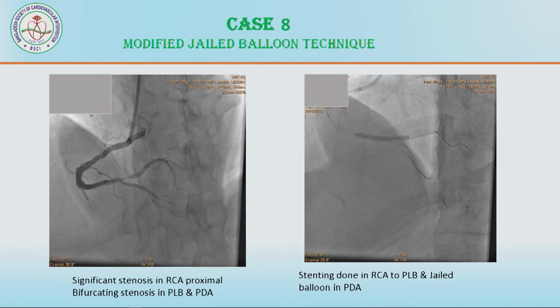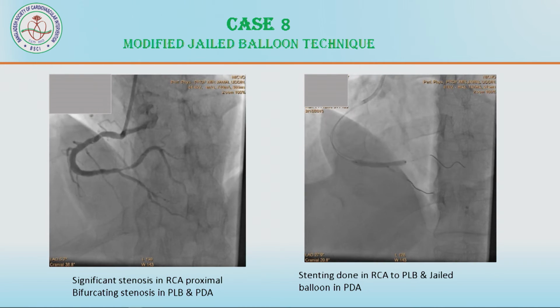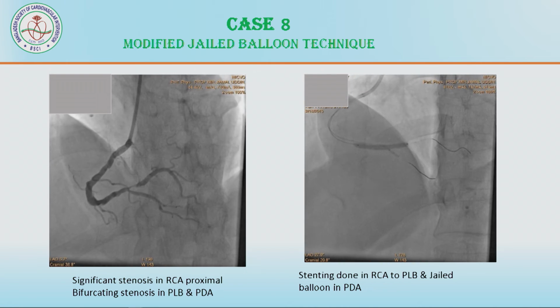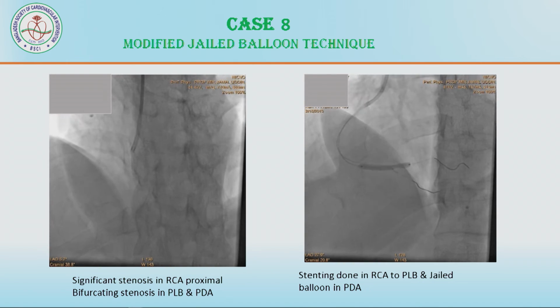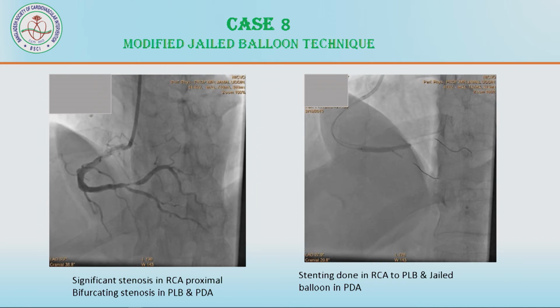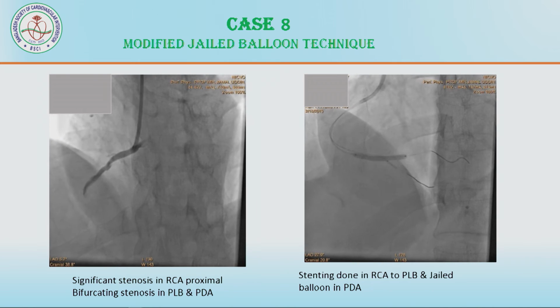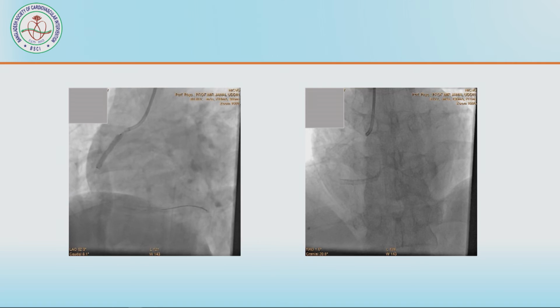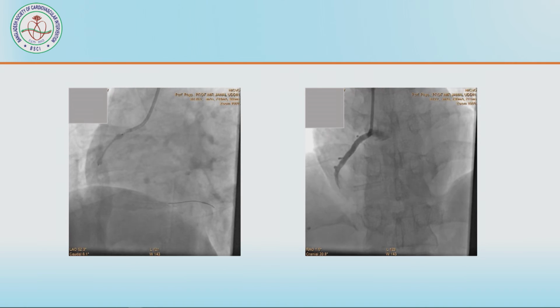Another one, there was a significant stenosis in the proximal RCA, and there is a bifurcation lesion, stenosis in PLB and PDA. So stenting done, RCA to PLB with a jailed balloon in PDA. And then the proximal part stented, and this is the final result.